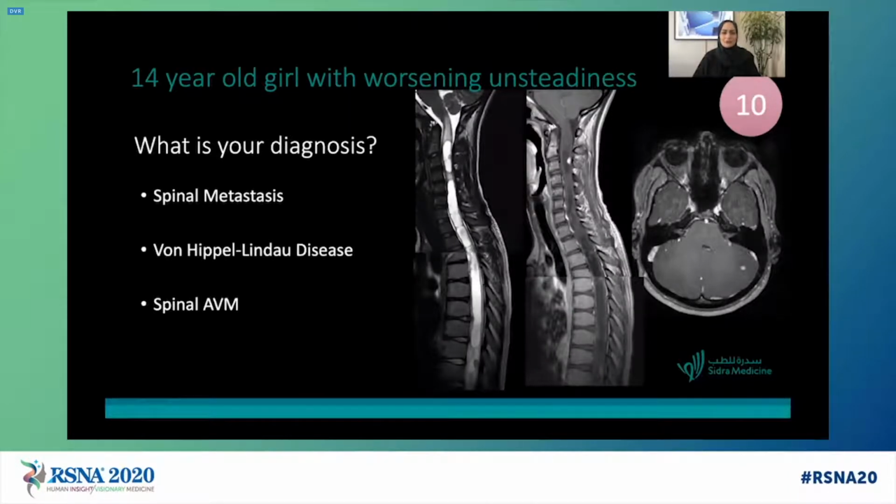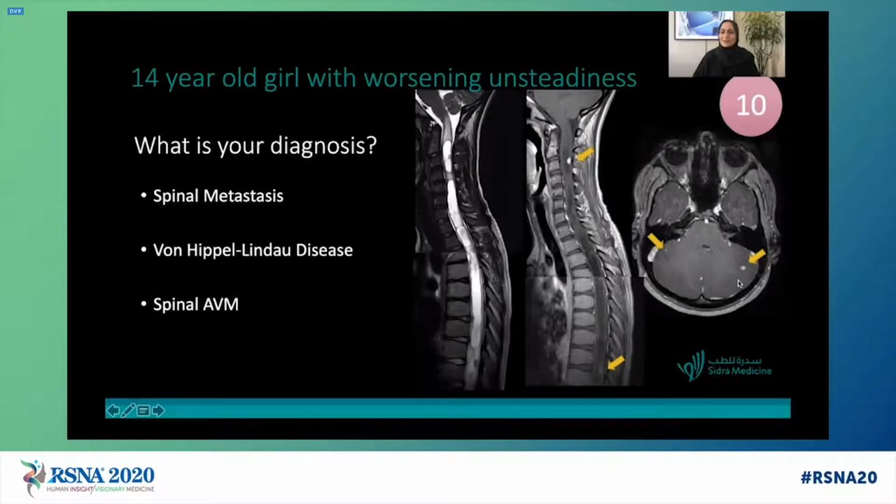Here we have a 14-year-old girl with worsening unsteadiness. We have sagittal T2 weighted images, a post-GAD sagittal T1, and an axial post-GAD of the brain. You can note the cystic changes of the cord, like a cystic syrinx, taking almost the entire cord. Post-contrast administration, you see avid enhancement of nodules, one within the cervical region and one within the lower thoracic region. They weren't very easy to depict on the pre-GAD or on the T2 weighted images. Of the brain, you can see similar enhancing nodules.